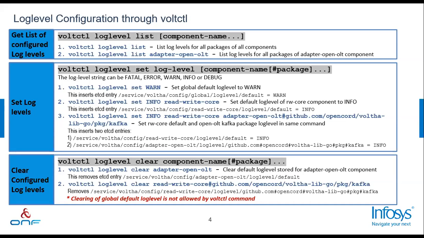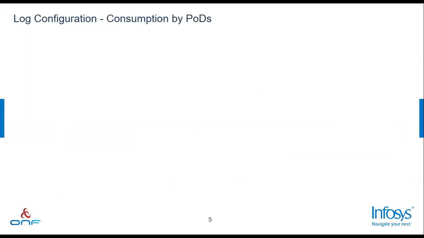Okay, that covers the VoltCTL commands, and now I'll look at how the running component handles the consumption of the log level configuration. When a component comes up, it loads all the log level configuration in a goroutine, and then later it starts watching for any changes. As part of the initial startup, it does a few steps which I want to cover, to introduce another aspect which we have not looked at in the previous slide.